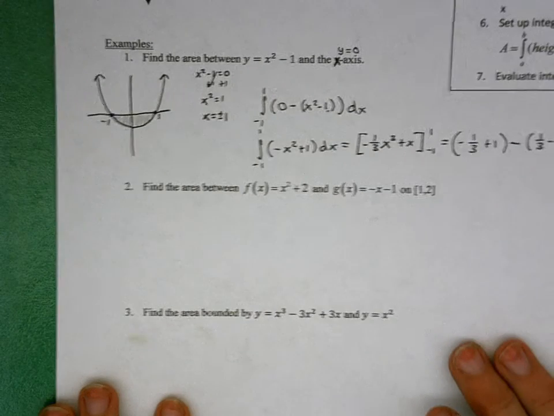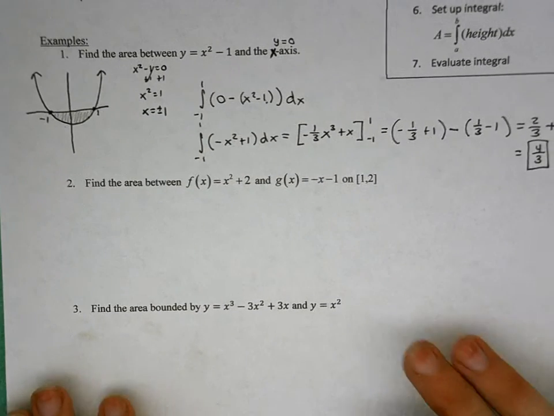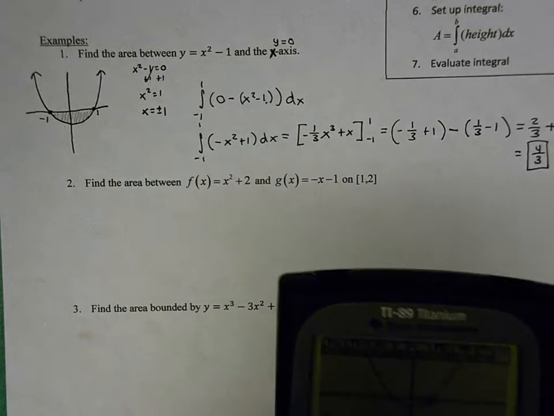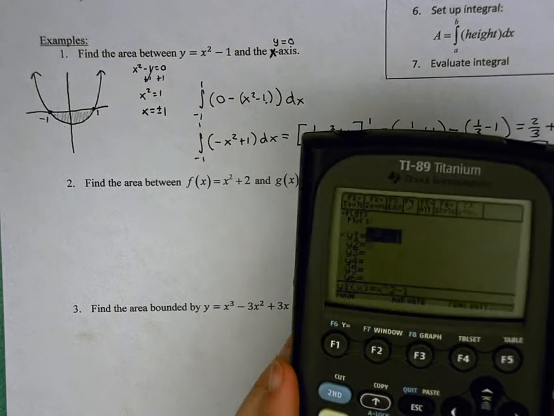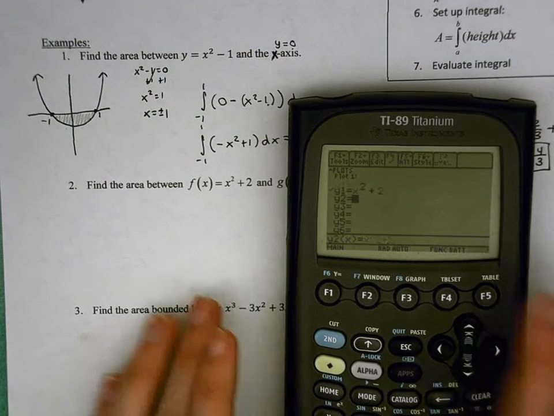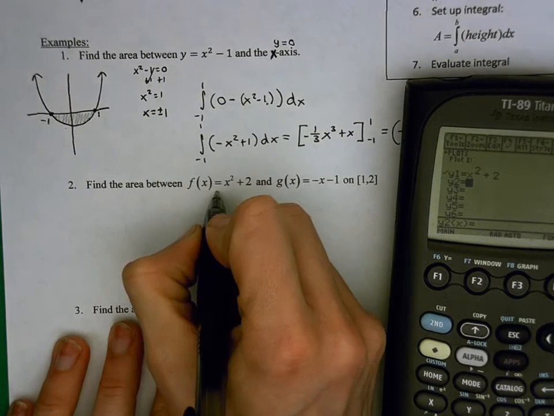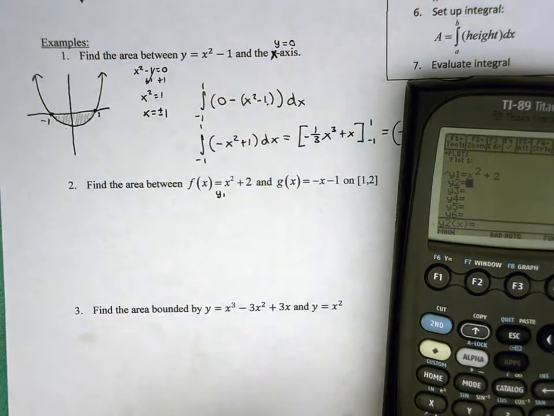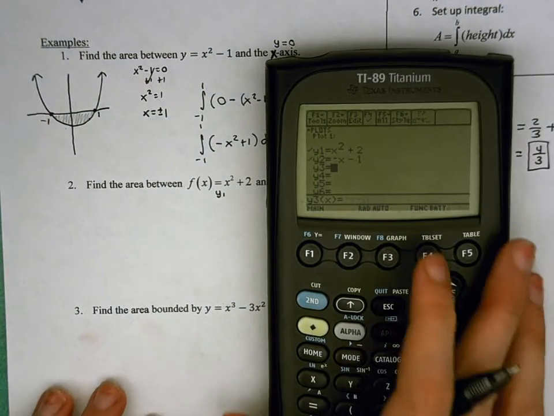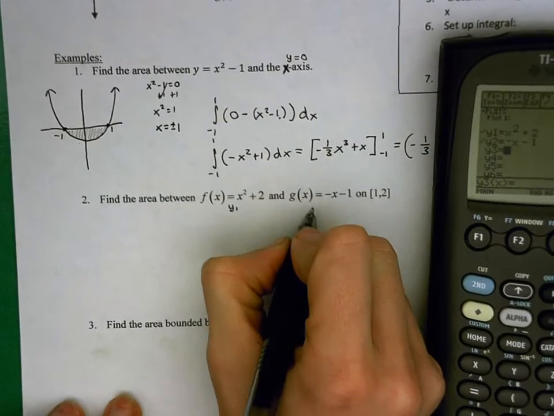Okay, number 2, we have find the area between f of x equals x squared plus 2 and g of x equals negative x minus 1. And so again, we're going to start with graphing them. So let's go to y equals. We're going to plug in x squared plus 2. I'm going to go ahead and notate that I put that into y1. And I'm going to put in negative x minus 1. And I'm going to notate that I put that into y2.